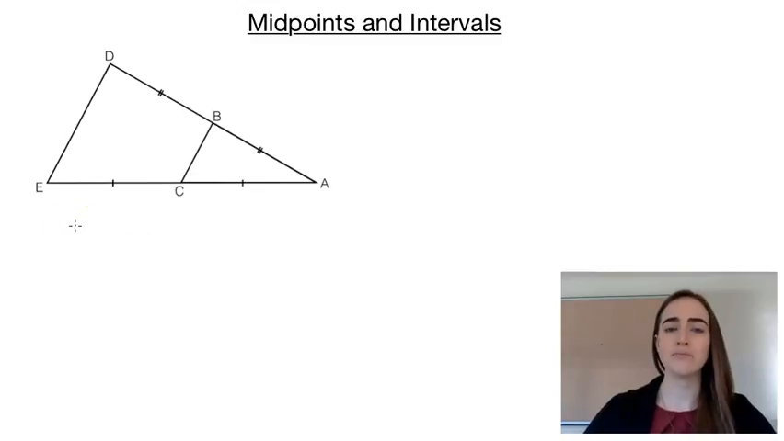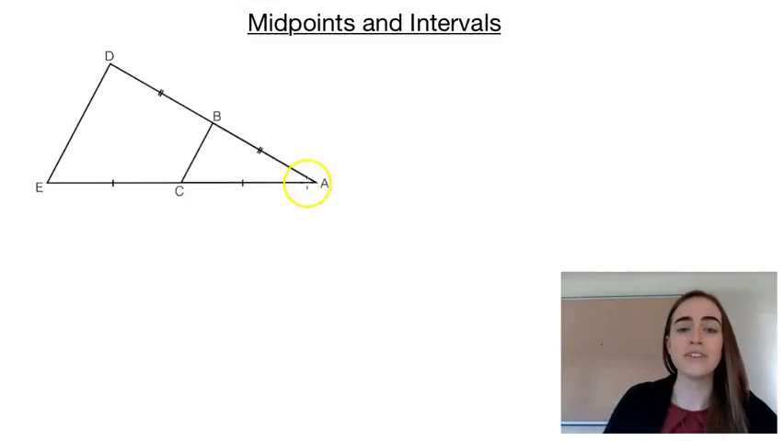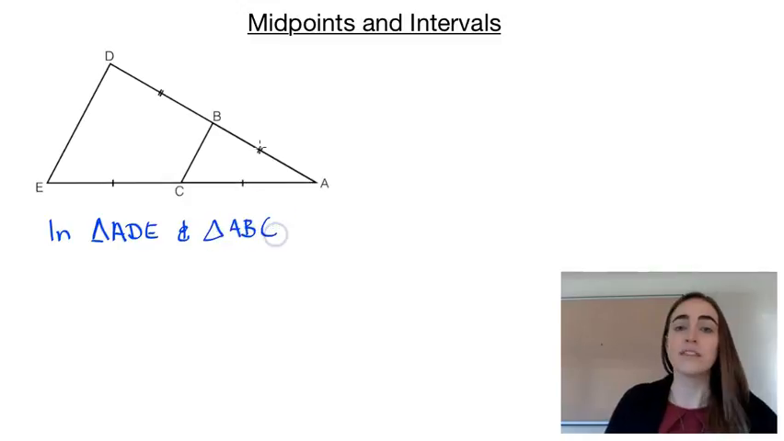So we're going to start off by proving that the two triangles that we've got here are similar. So in the big triangle, so in triangle ADE, and that small triangle, which is ABC, then we've got to find three things to prove that they're similar. The first one that I notice is that this angle here is part of both triangles. So angle A is common.